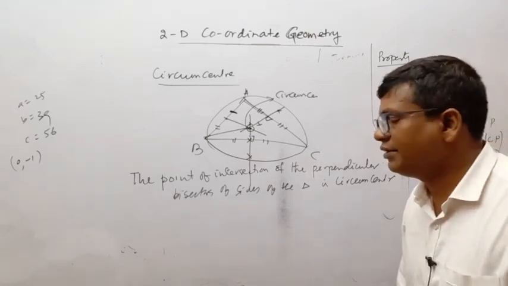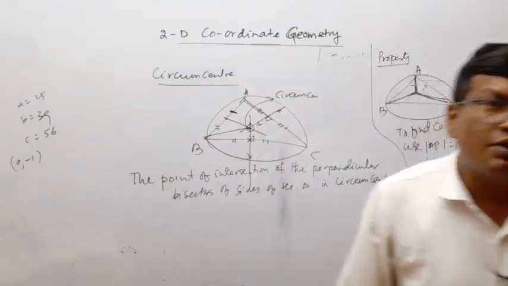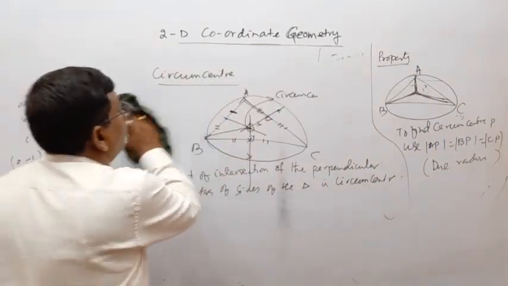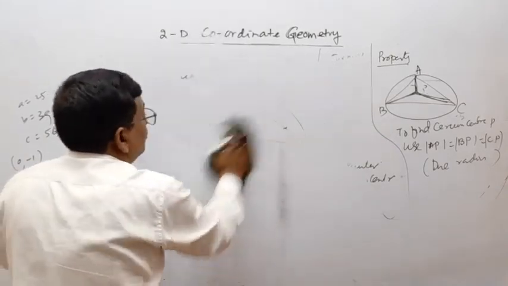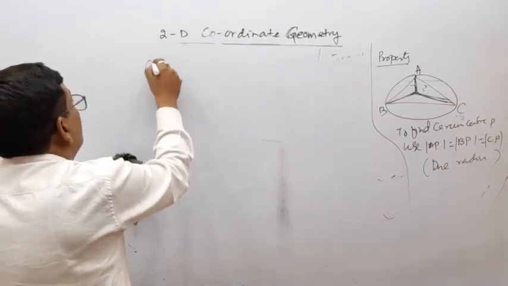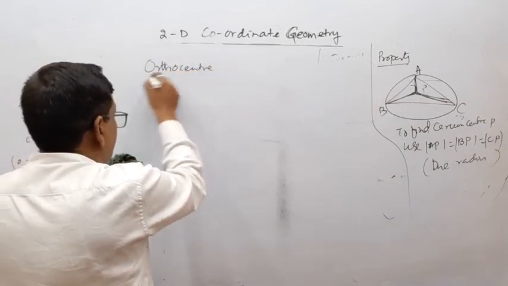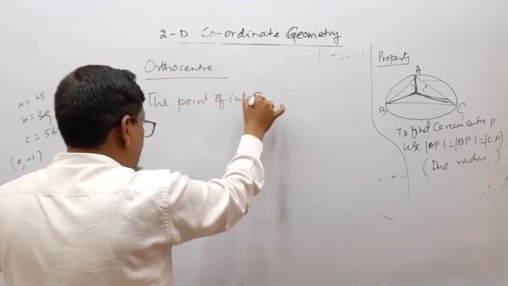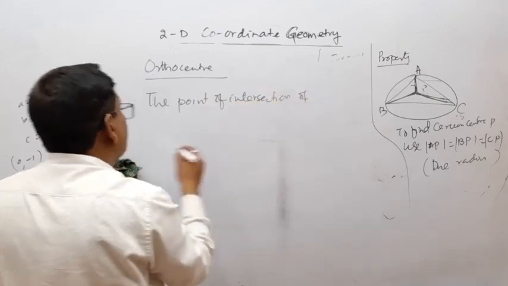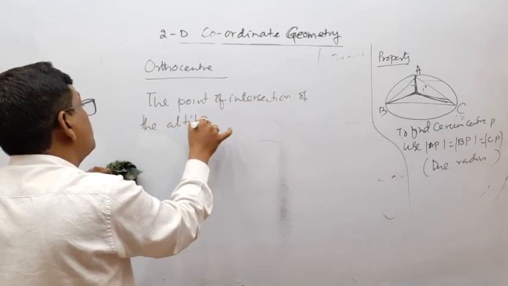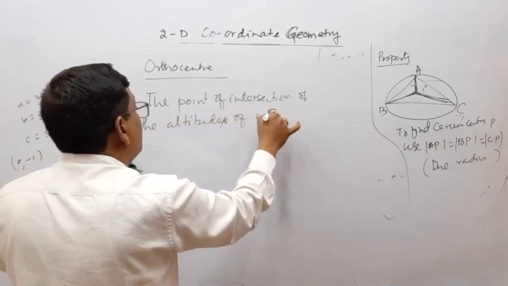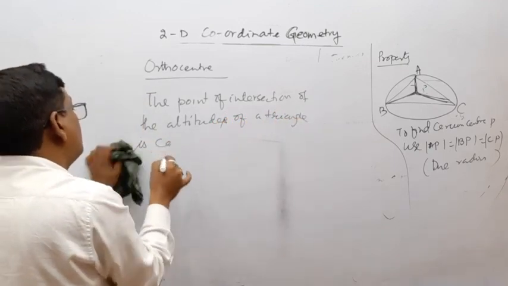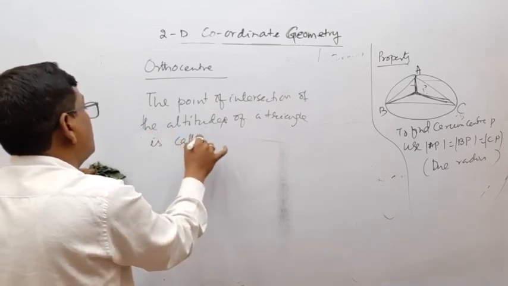Now what is orthocenter? The point of intersection of the altitudes of a triangle is called orthocenter.